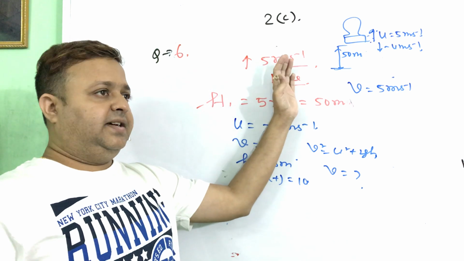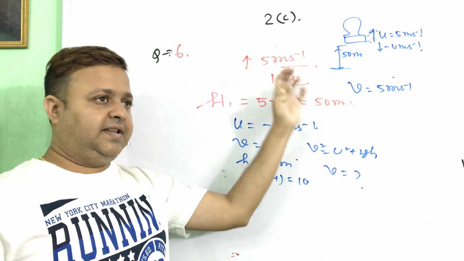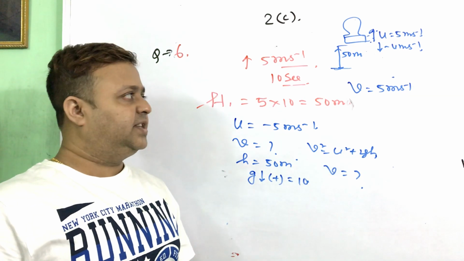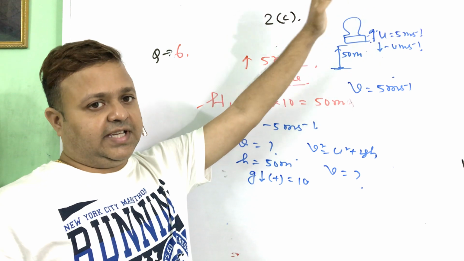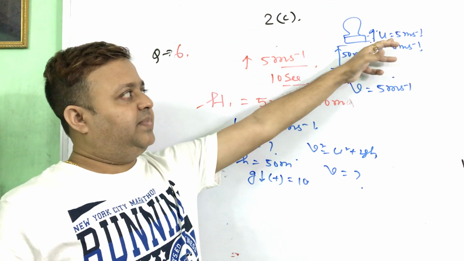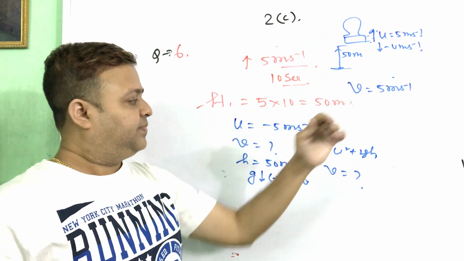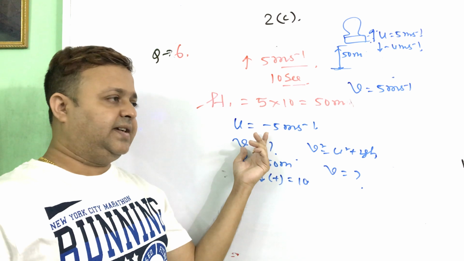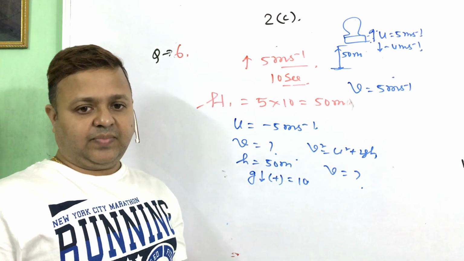First we have to find the height attained by the balloon in 10 seconds, that is 50 meter. Then the stone is dropped, and the speed of the body is equal to the speed of the balloon, which is 5 meter per second in the upward direction, so we can write minus 5 meter per second in the downward direction. So this is minus 5 meter per second, final velocity we have to find, height is 50 meter, g plus 10.